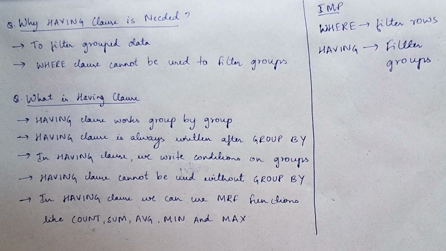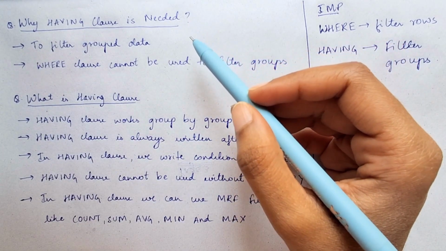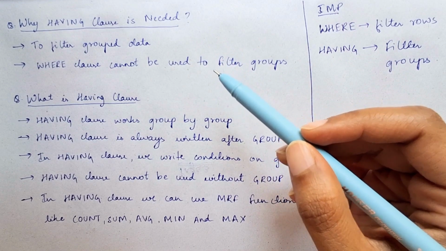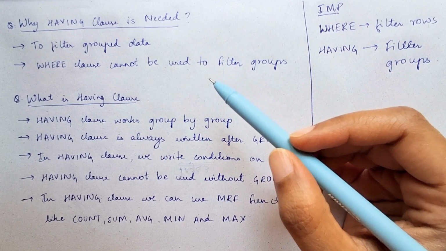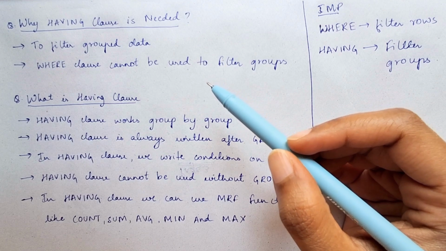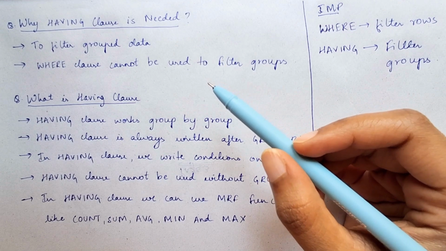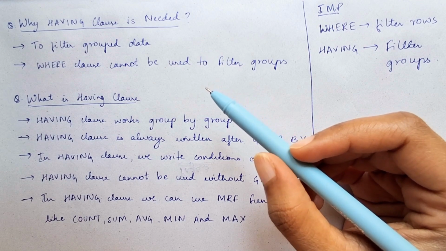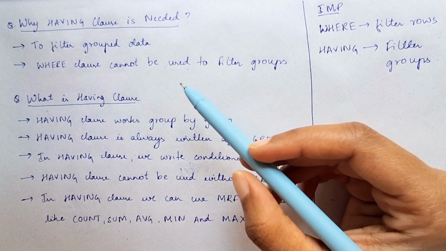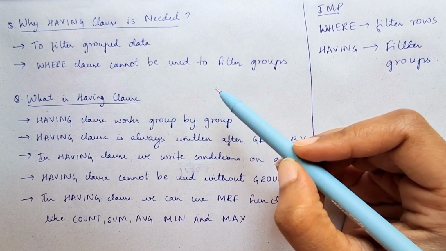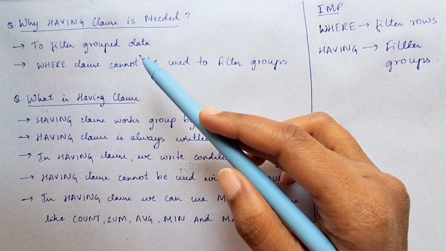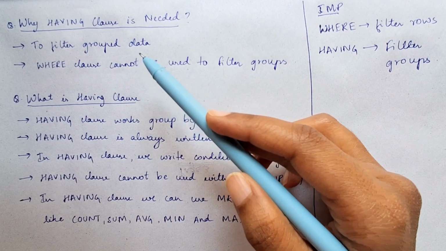Now, before jumping into having clause, let's first understand why we actually need it. We already know that where clause is used to filter the records. That is, it works on rows and filters data row by row. But when we use the group by clause, SQL first creates groups of rows. Once groups are created, where clause cannot be used to filter those groups. So to filter grouped data, SQL provides a separate clause called having.